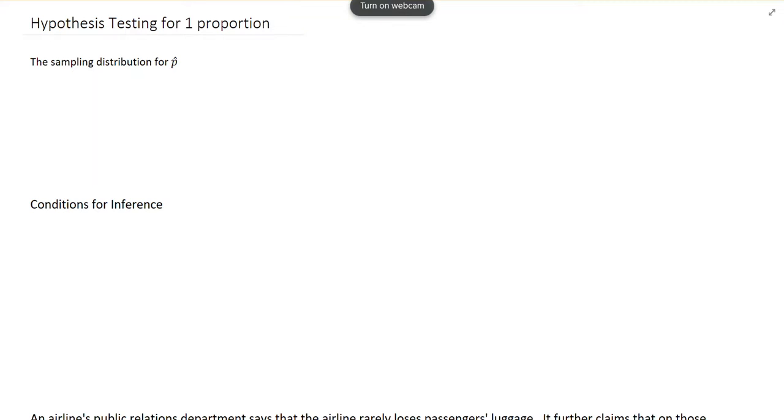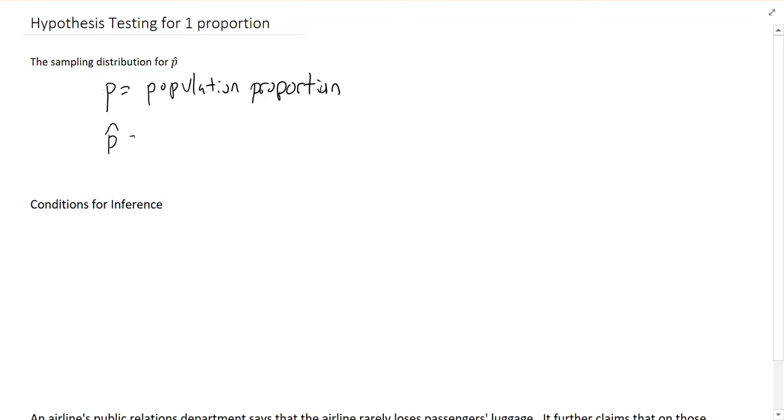The sampling distribution for p hat: again, we're going to use p as the population proportion and p hat as the sample proportion. So the population proportion would be the whole bag. We have some percentage of them that are orange, and then the sample proportion is what we get in our sample. And that's going to vary a little bit depending upon the sample.